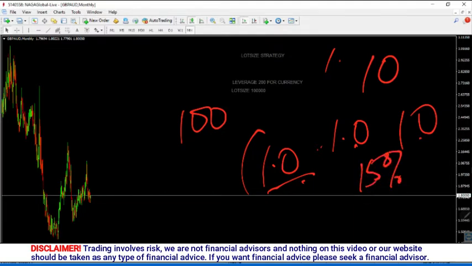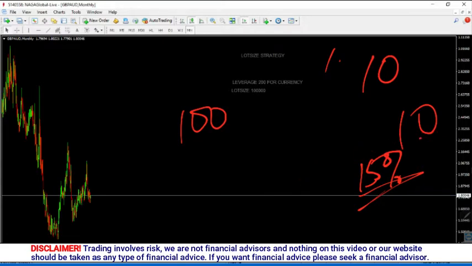15% of your account size. That's what you'll be using. If you're using 3.0 lot, you're going to be using 15% of your account size, if you're using 1.0, 1.0, 1.0 in different positions. Now, for you to be able to manage this, this is what I advise.